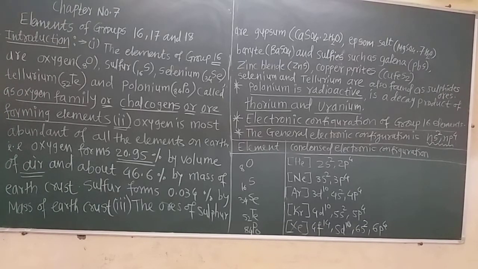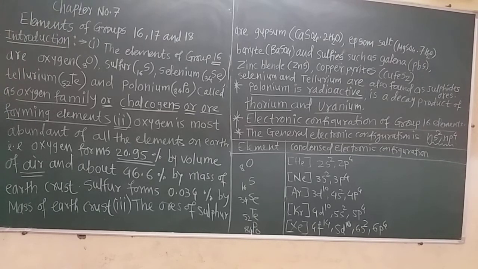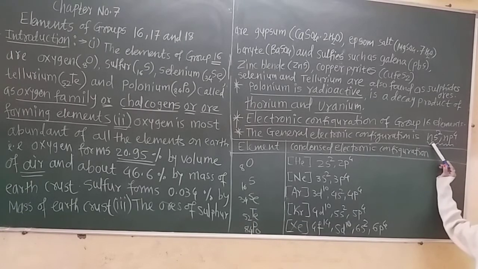Now let us see the most important topic, that is the electronic configuration of the oxygen family, that is the group 16 elements. The general electronic configuration is ns2 np4. That means the outermost orbitals are s and p, and they have the general electronic configuration ns2 np4. You know that, and n starts from 2.